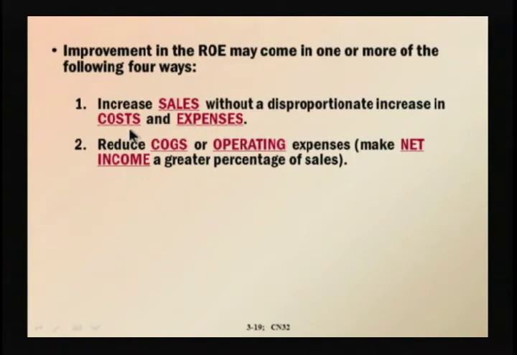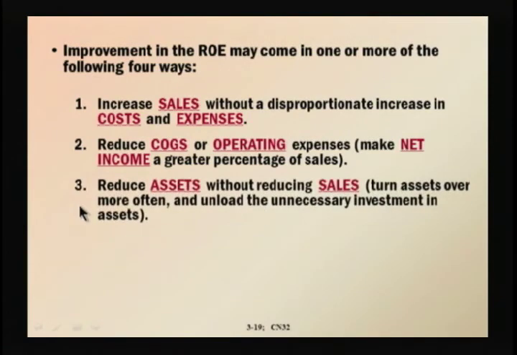The second is to control expenses, to try to reduce the cost of goods sold or my operating expenses, and that would make net income a greater percentage of sales. In other words, try to increase my profit margin. That's the first term in DuPont. That would drive the ROE up, everything else equal.